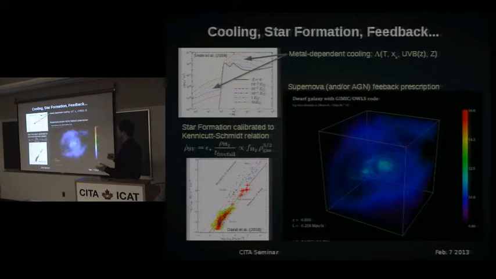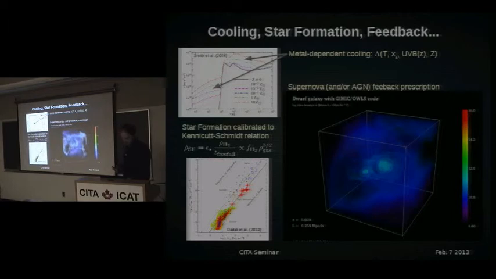So you want to allow the gas to cool. There's metal-dependent cooling. Your answers will depend somewhat on that. You have to input some kind of prescription for star formation that you usually calibrate to, for example, a Kennicutt-Schmidt relation. Then, of course, the biggest effect probably is the stellar or supernova or AGN feedback that can affect the subsequent evolution of the gas.